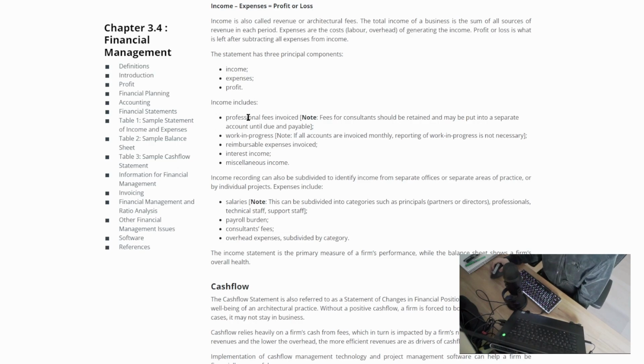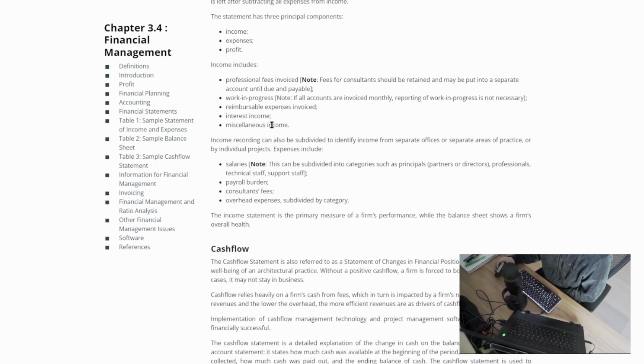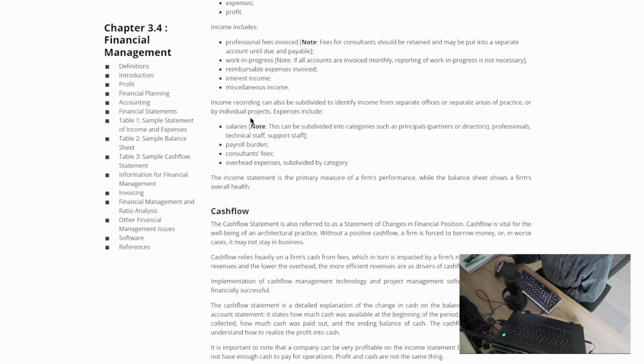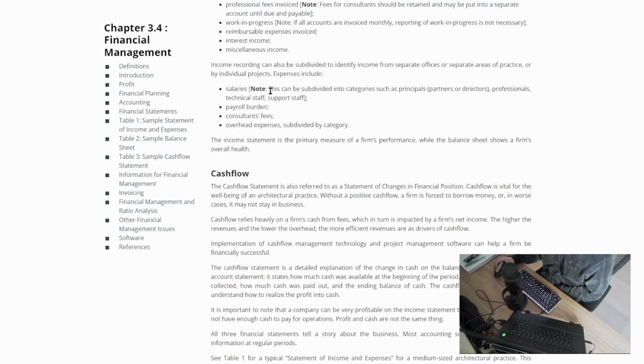Income includes professional fees invoiced. Note, fees for consultants should be retained and may be put into a separate account until due and payable. Work in progress. Note, if all accounts are invoiced monthly, reporting of work in progress is not necessary. Reimbursable expenses invoiced. Interest income, miscellaneous income. Income recording can be subdivided to identify income from separate offices or separate areas of practice or by individual projects.